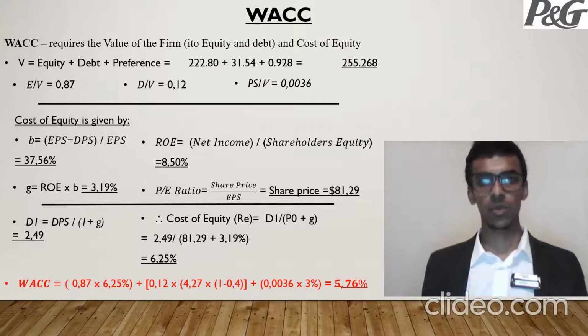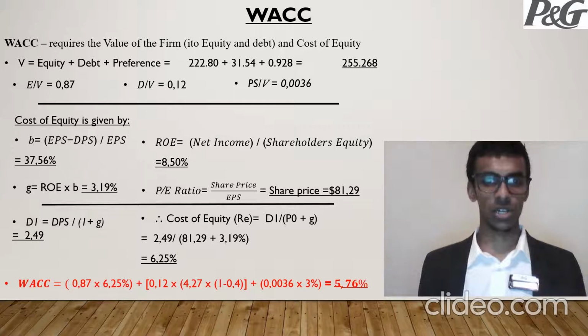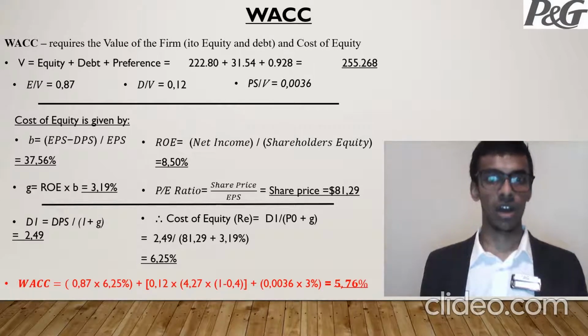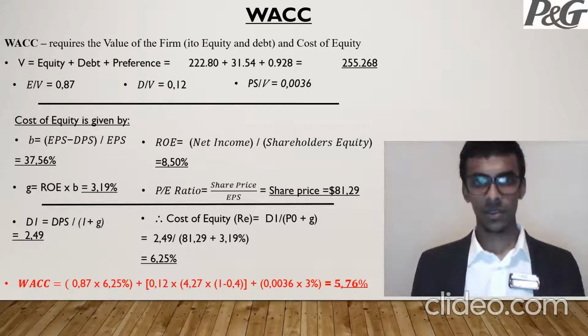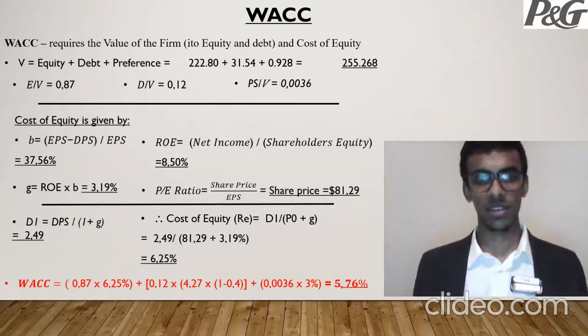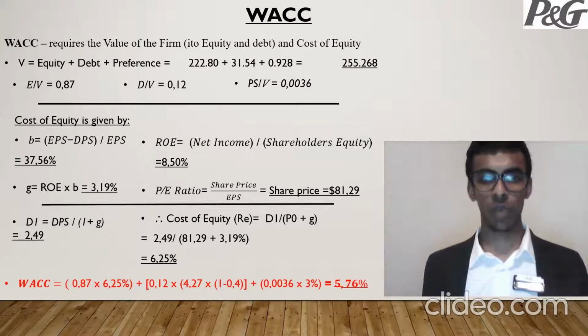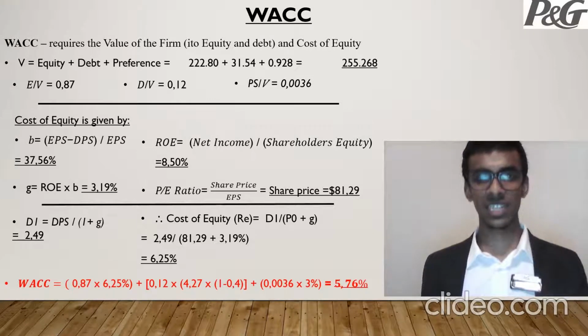After obtaining the weightings as shown, we then turned our attention to the retention ratio as well as the ROE calculation. The retention ratio, as denoted by b, and ROE are used to then calculate the growth rate. This growth rate, coupled with the share price, now gives us our cost of equity. Having obtained the weightings and the cost of equity, we are now able to compute a WACC of 5.76%.